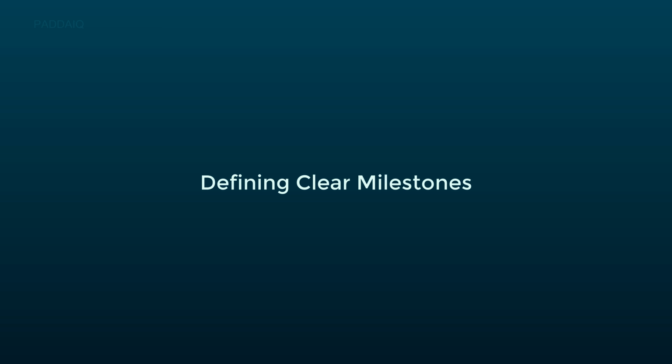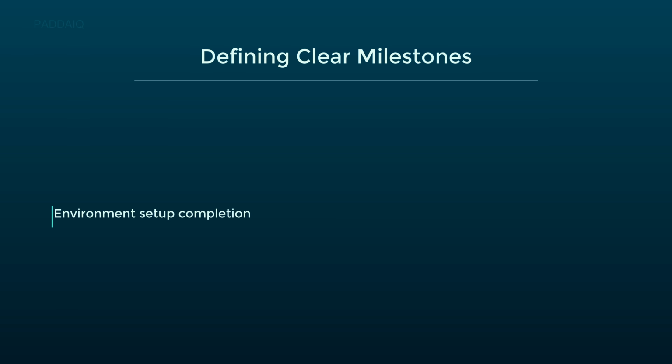Defining clear milestones for project success. Environment setup completion. This means all necessary accounts, tools, and connections are ready for development. For example, your team has created the BTP sub-account, installed the Business Application Studio, and securely linked it to your SAP ERP system. Achieving this foundational milestone allows developers to immediately begin building solutions.